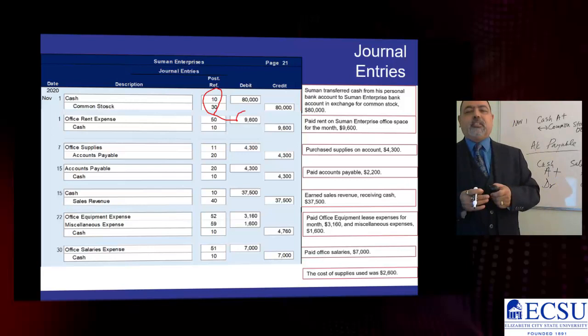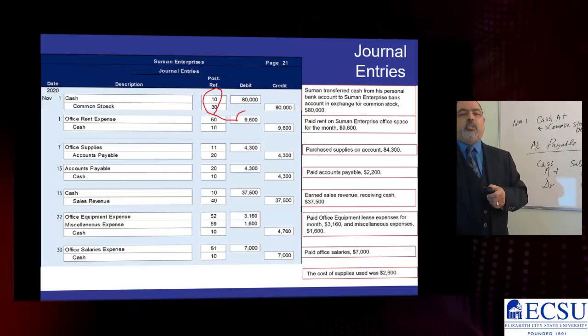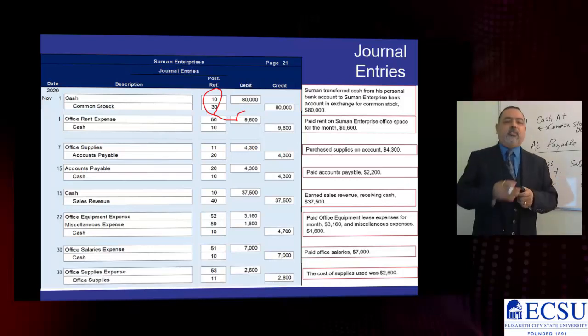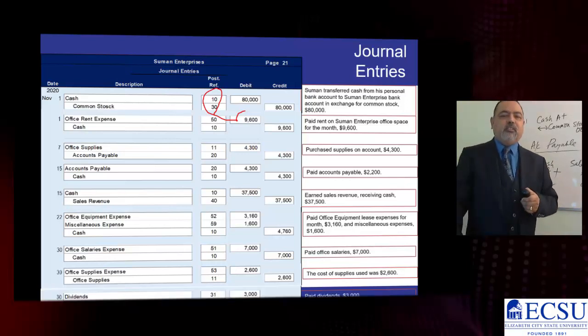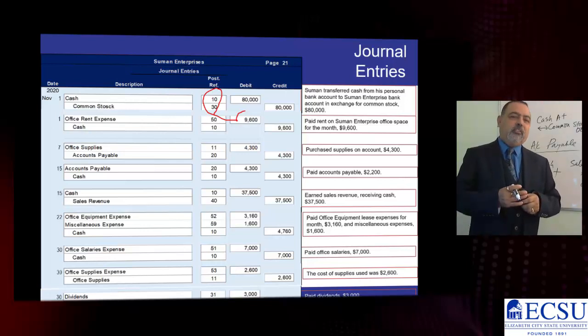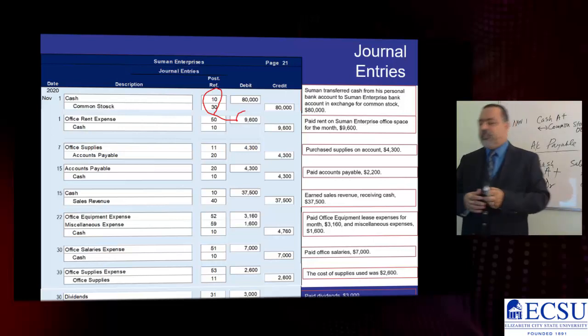The second last is cost of supplies used, which was 2,000. And of course, since I have used the supplies, I'll have to credit the supplies because the balance of that account is going down, and expense has to be created. So that is 2,600. And the last item was paid dividends, 3,000. So your journal would be dividends account to cash account, 3,000. So these are the journal entries that we have done.